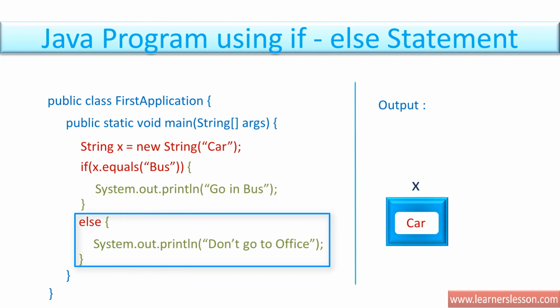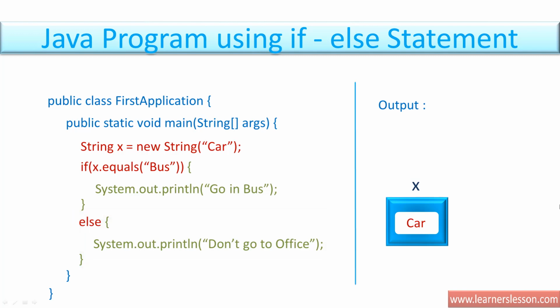And what happens is in the else part, we see system.out.println don't go to office is there. And this particular line will be printed on the screen.